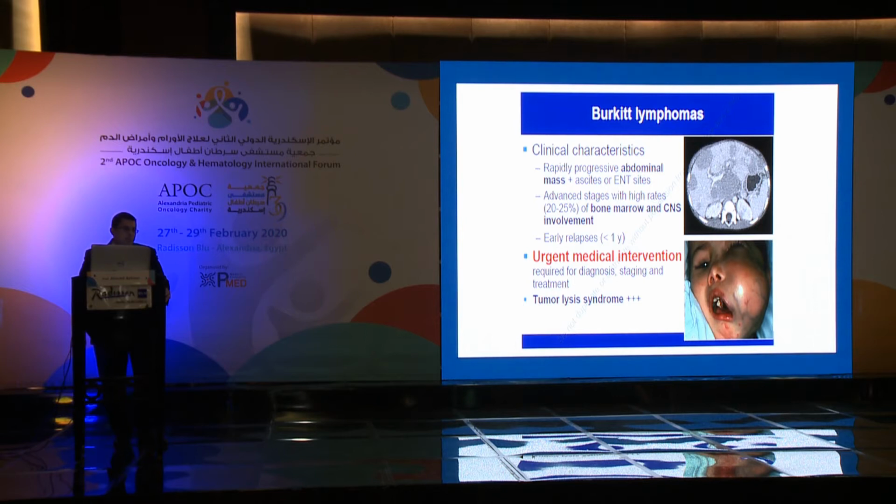As we know, Burkitt lymphoma has three types: sporadic, endemic, and immune deficiency type. It is presented by a mass in the abdomen or head and neck, and it presents in advanced stage with bone marrow or CNS involvement in 20 to 25% of cases. This is an urgent medical situation and requires urgent diagnosis, staging, and treatment.